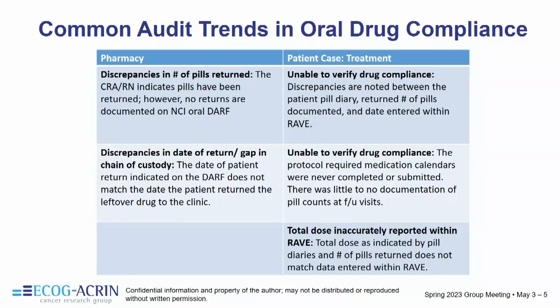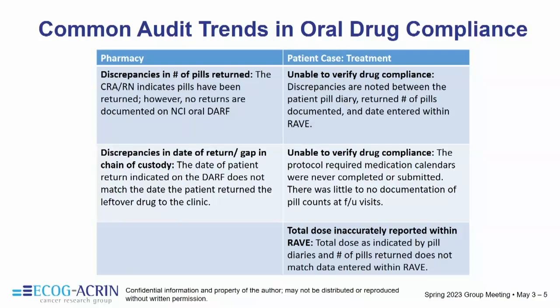This could be for various reasons, but to us, it looks like drug was never returned to pharmacy. There could also be discrepancies in the date of return, and there's a gap in that chain of custody. The RN or the coordinator will be documenting a date, and we'll see when the patient was seen in clinic, and somehow the date the patient returned the drug to pharmacy is different. So what happened? Where was the drug? Was it hanging out on a shelf in the clinic? We don't want that, but oftentimes it's just data documentation errors.